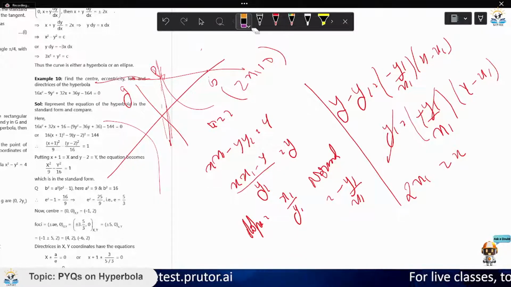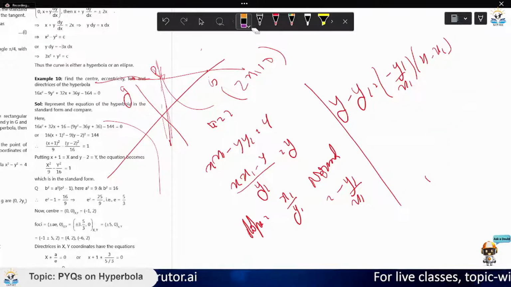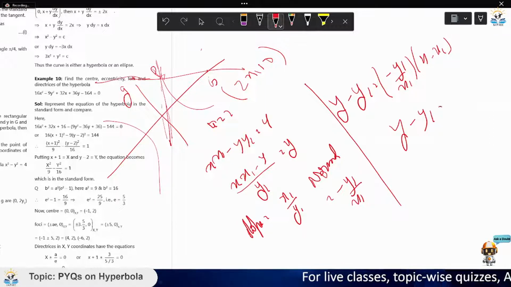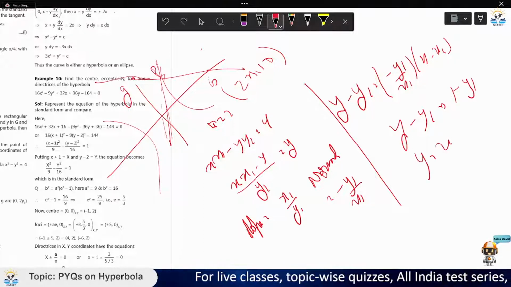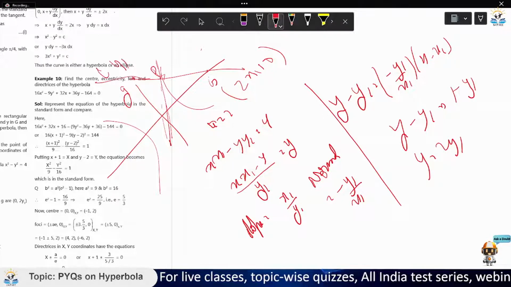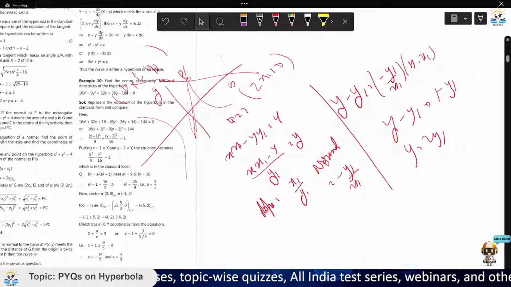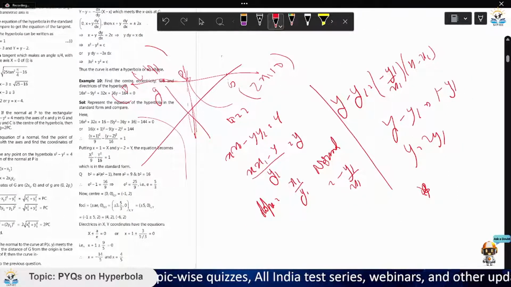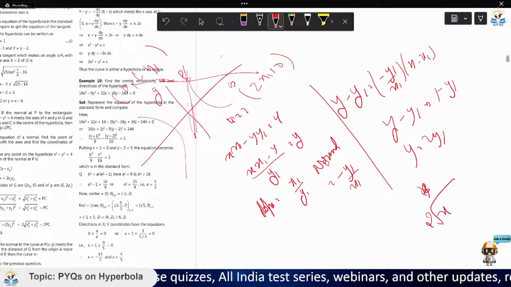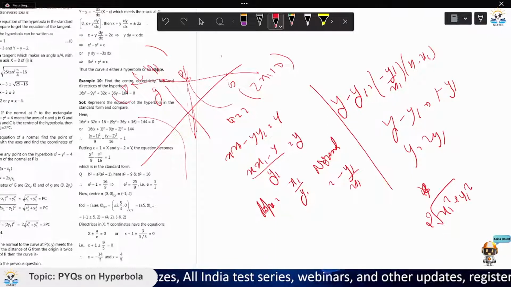And now putting x as the 0 part. X is 0, so y minus y1 is equal to plus y1. So y becomes 2 of y1. So this is 0 comma 2 of y1. So the distance what I have is 2 times root of x1 whole square plus y1 whole square.